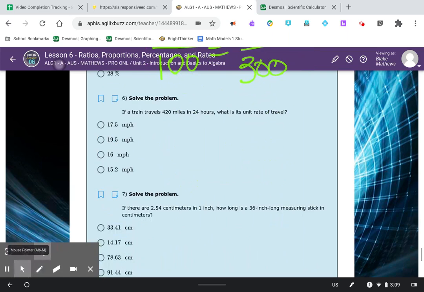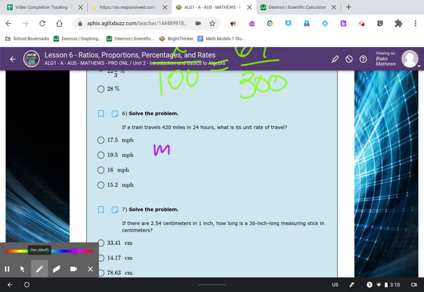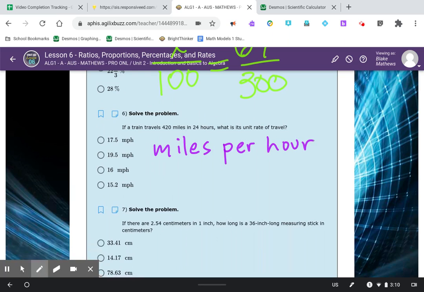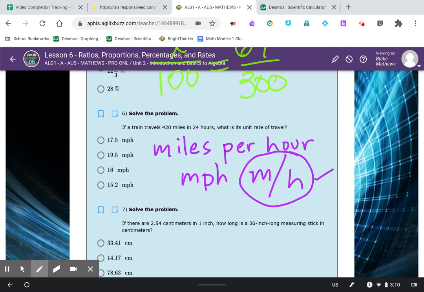All right, if a train travels 420 miles in 24 hours, what is the unit rate of travel? This is actually even more simple than the ones we've been doing because this is a simple ratio problem. They want to know miles per hour, which is what you see on your car, or miles divided by hours. And so you need to do the number of miles divided by the number of hours, and the answer you get should be one of your answer choices here.